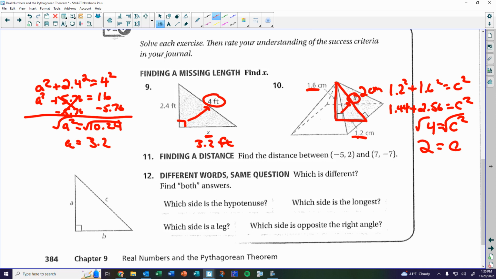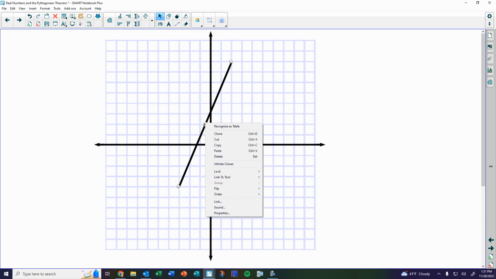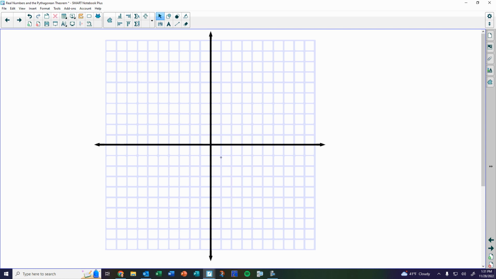All right, so 11, I'm going to go to the graph paper just to help out. So we're going to scroll over here. Let me wipe this out. All right. There we go. Okay. So they gave us a point of -5, 2, right there. And 7, -7, way down there. So what they're asking us is to find the length of this line right there. Okay. So draw a right triangle. Whether we go across and down or down and across, it doesn't matter.